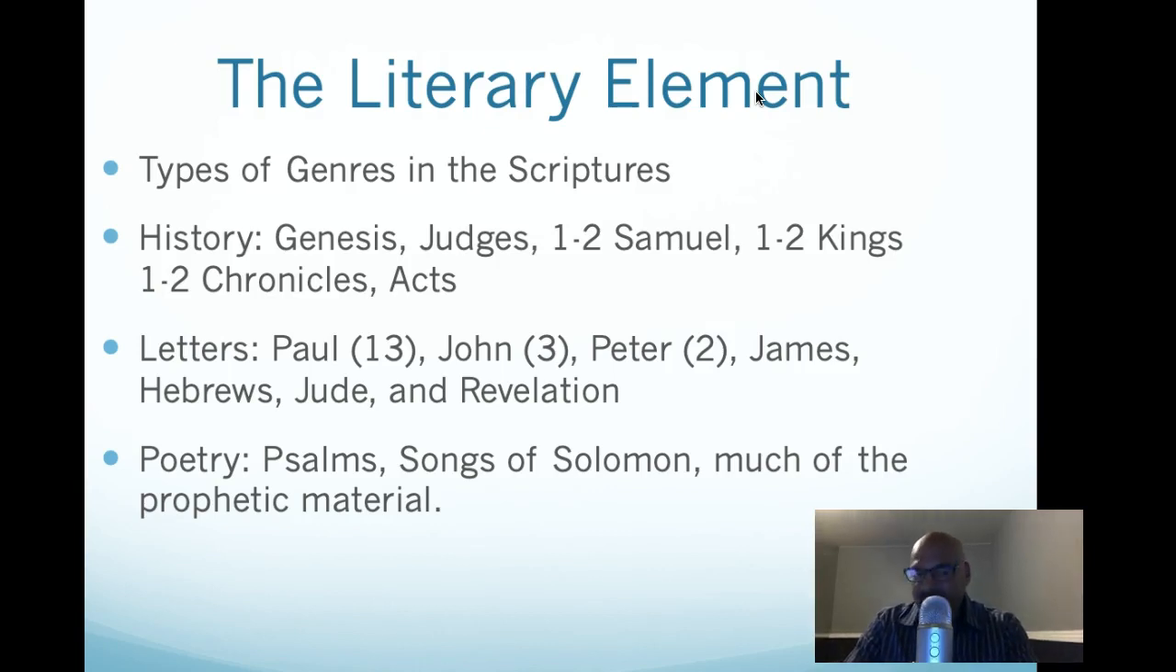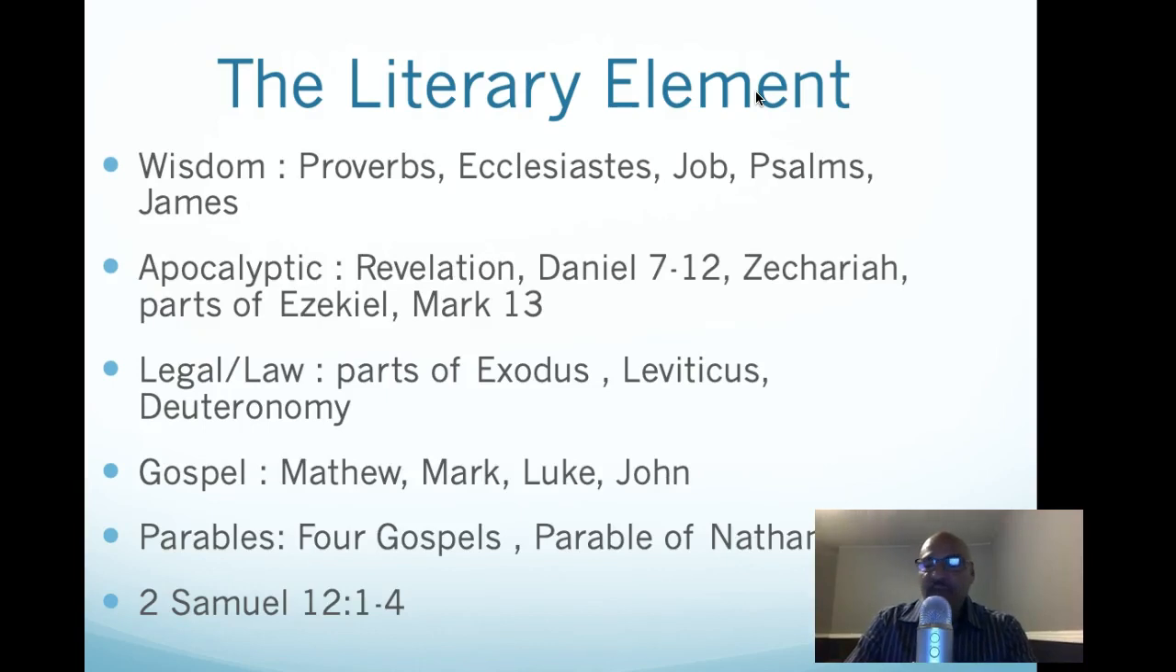Again, there's the history, there's the letters, there's the poetry. There's also then the wisdom writings: Proverbs, Ecclesiastes, Job, Psalms. The book of James is very highly saturated with wisdom scriptures, how to interact in society, how to interact within the church. The apocalyptic, the end times, or the judgment scriptures are there, in the book of Revelation, Daniel 7 through 12, Zechariah, parts of Ezekiel, and the book of Mark speaks of the apocalyptic times. Then there are the legal writings and the law, parts of Exodus, Leviticus, and Deuteronomy.